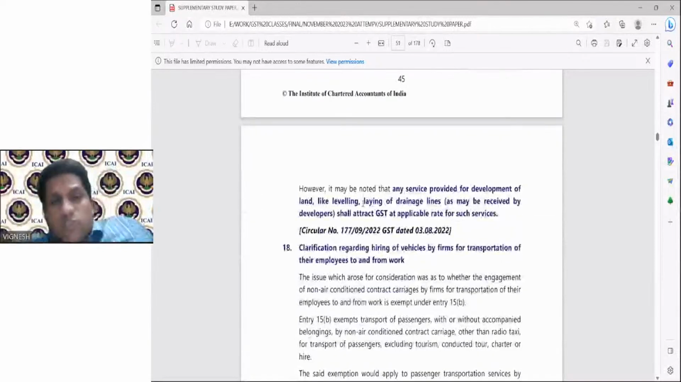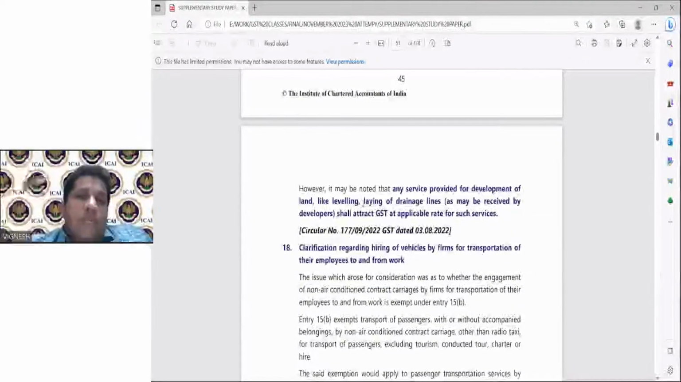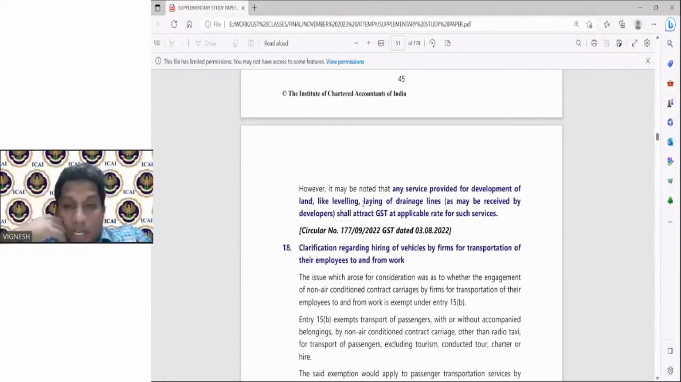This was a big confusion because a lot of companies are into plotting of land. They make the land into different plots. They do the drainages, they do the electricity line connections and all of that. Still, there was no clarity. There was an assumption that on this the GST is applicable. So whichever service is provided for the development of land, like leveling, laying of drainage lines, etc., shall attract GST at the applicable rate.